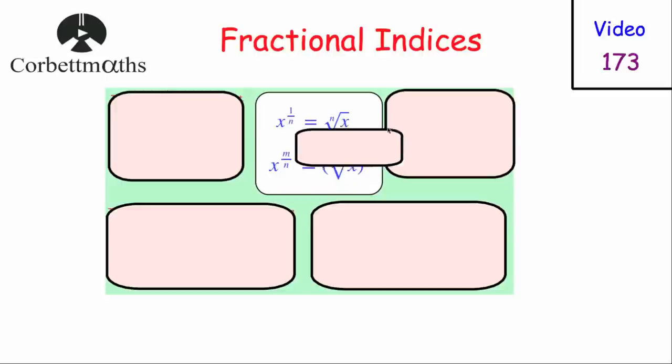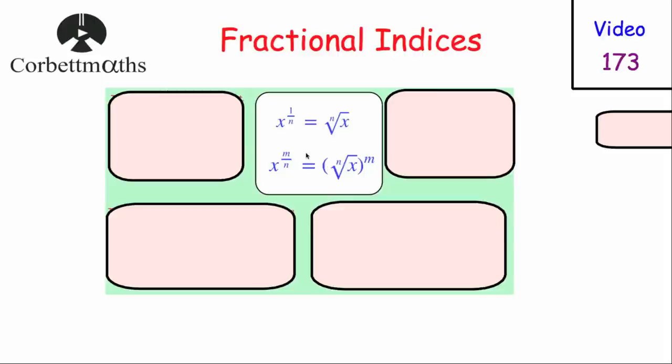If there's another number on the numerator, such as x to the power of m over n, so what you do is whatever's on the denominator of the power, you take that root. So you're going to take the nth root of x. And then whatever's on the numerator, you then work out that power. So whenever you've got a fractional index, what you do is whatever's on the denominator, you take that root. And whatever's on the numerator, you then do that power.